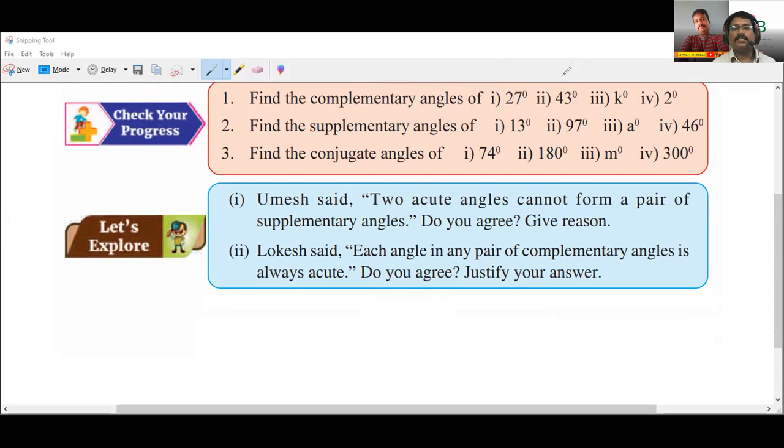The complementary angle of 43 degrees is nothing but 37 degrees. Am I right? No, 57. 47 degrees, sorry. 47 degrees. 90 minus k. Supplementary angles means if the two angles' sum is 180 degrees, then we call them supplementary angles to each other.